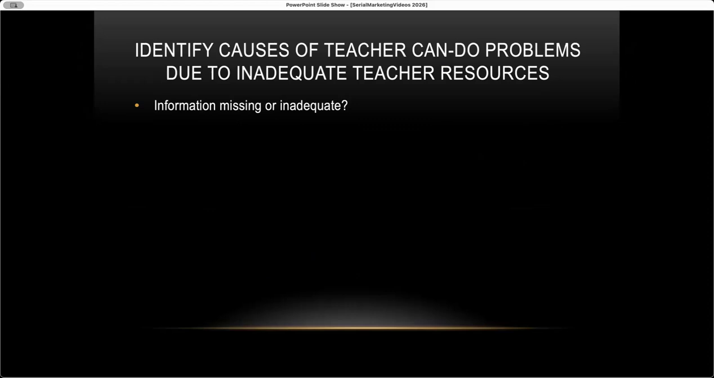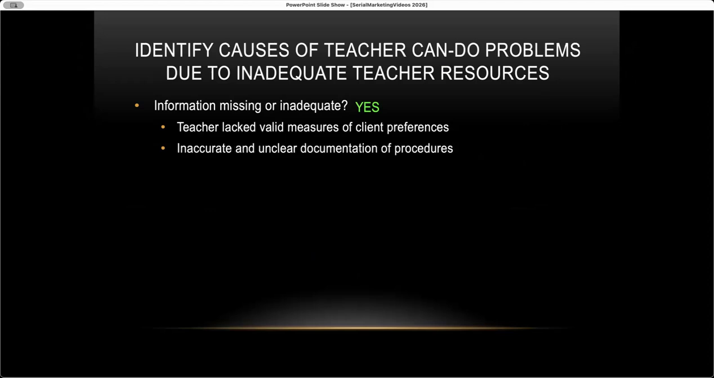Is information missing or inadequate for the teacher? Yes. The teacher lacked valid measures of client preferences. What about inaccurate and unclear documentation of procedures? Yes. Remember, the procedures weren't written in a checklist format. They were written in a kind of vague paragraph in which it was very hard to figure out exactly what one was supposed to do, even if you knew what to do, especially for a new teacher.